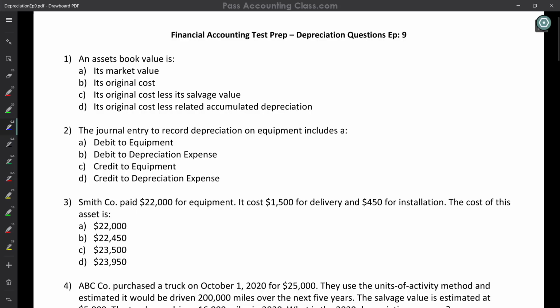Question 1 says, an asset's book value is its market value, its original cost less its salvage value, or its original cost less the related accumulated depreciation. So an asset's book value is the cost less its related accumulated depreciation. So that is going to be a D.